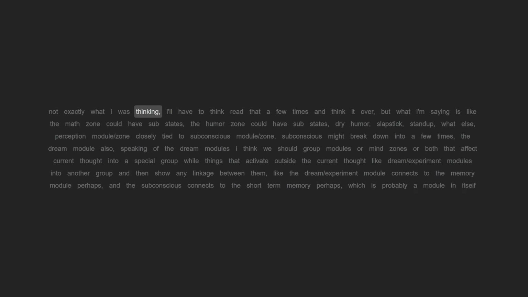Not exactly what I was thinking, I'll have to read that a few times and think it over, but what I'm saying is like the math zone could have sub-states, the humor zone could have sub-states, dry humor, slapstick, stand-up, what else, perception module or zone closely tied to subconscious module or zone, subconscious might break down into a few, the dream module also. Speaking of the dream modules, I think we should group modules or mind zones or both that affect current thought into a special group, while things that activate outside the current thought like dream or experiment modules into another group, and then show any linkage between them, like the dream or experiment module connects to the memory module perhaps, and the subconscious connects to the short-term memory perhaps, which is probably a module in itself.